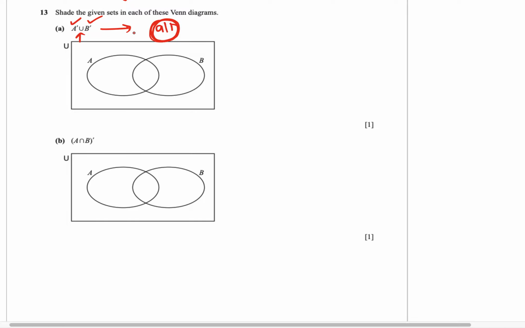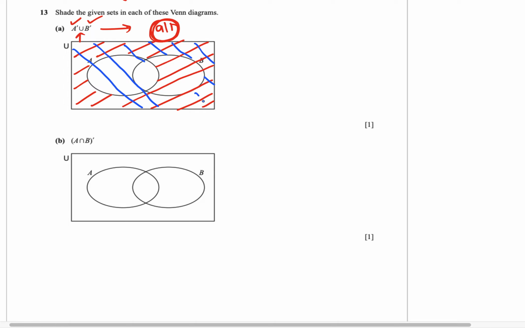Okay, they are saying A complement. A complement means everything except A. So I'm saying, see guys, everything except A. Okay, now they are saying B complement. So I'm saying everything except B, with the blue pen, so it will be easy for us to understand. Everything except B, I'm saying.